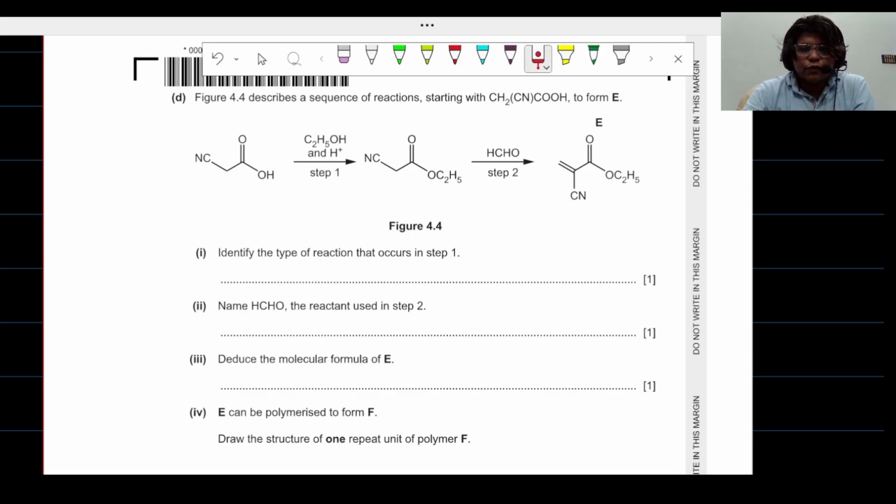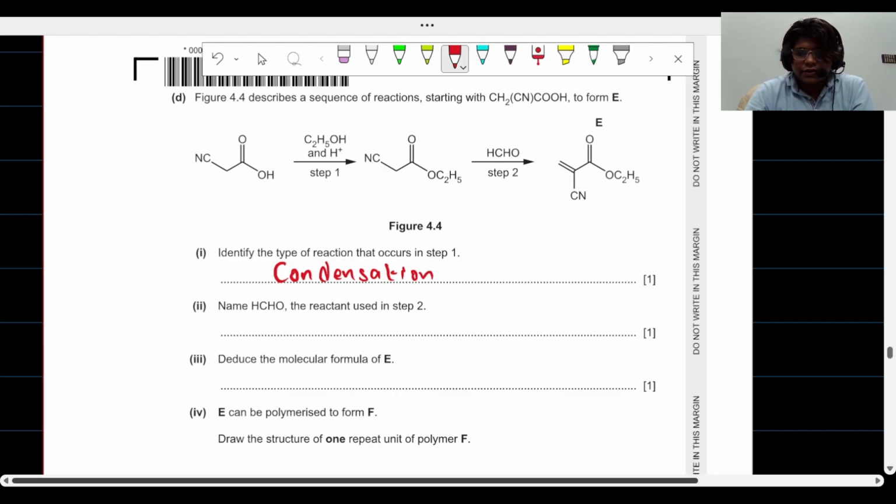So in step 1, we have the nitrile group, we have the acid group, right? So it is reacting with alcohol in the presence of the acid. So what we get is an ester, right? So this is a condensation reaction. You can also write condensation or esterification. However, esterification is usually condensation, so condensation would be a better way of explaining it.